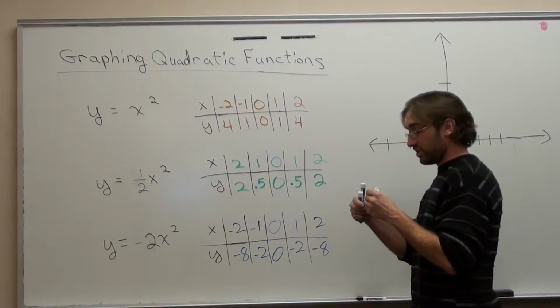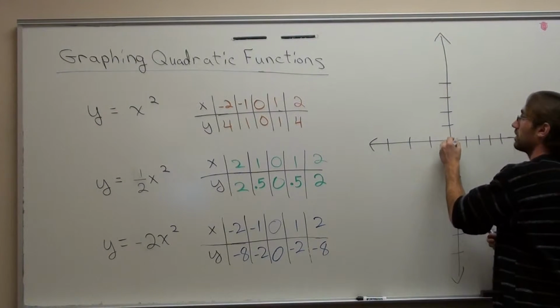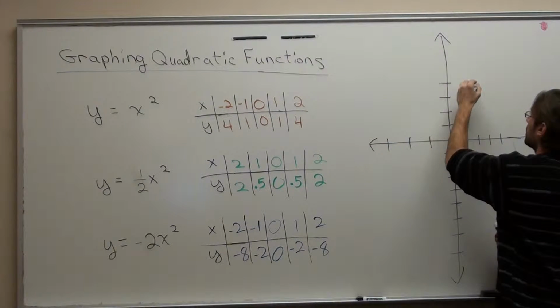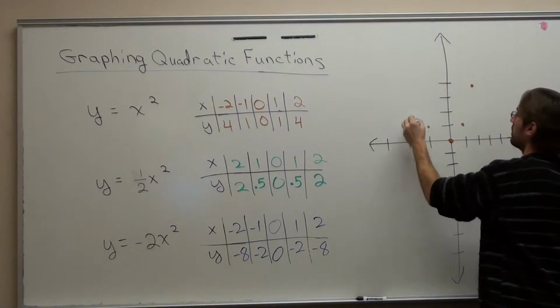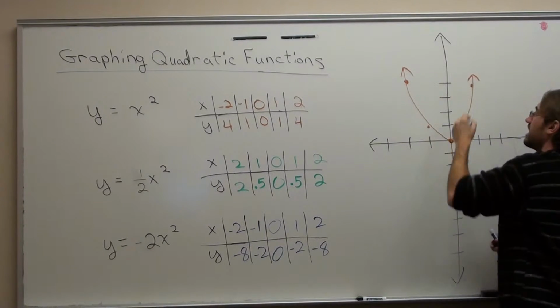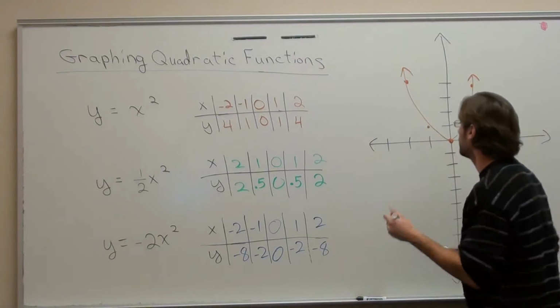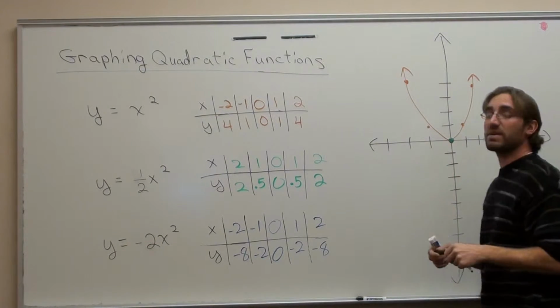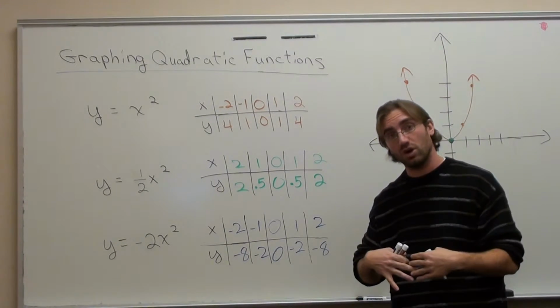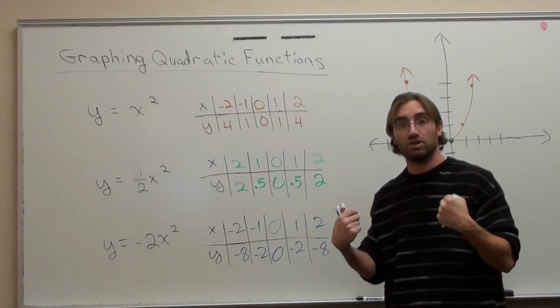I'm going to go ahead and graph these really quickly. I'll do the brown one first. Again, it takes on a U. Nothing too surprising. Let's do the green one now. The vertex is still the same spot. The vertex is either the high or the low spot, and it's always the middle value in your table, or it's the middle of a quadratic function.